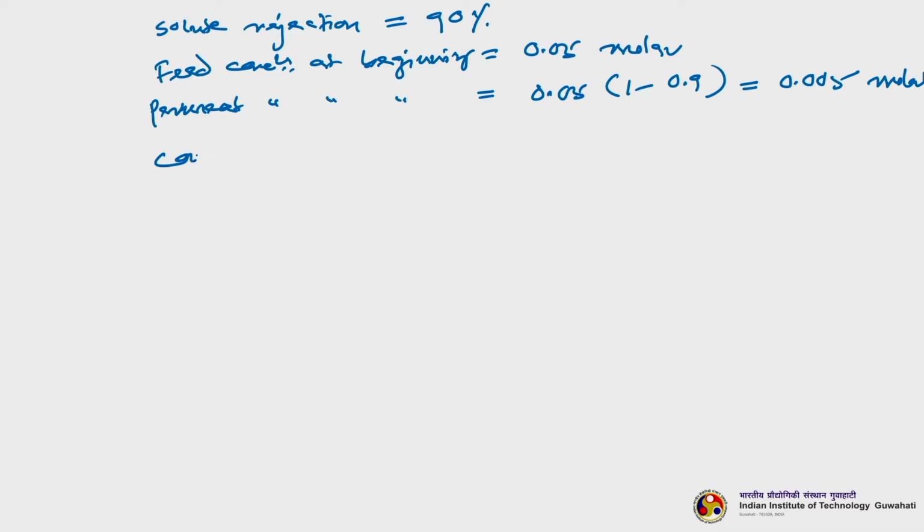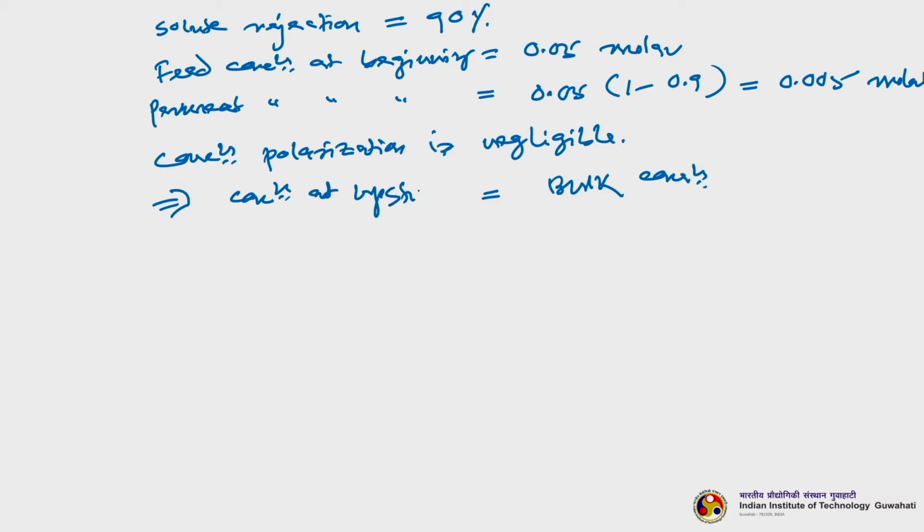So, it is considered that the concentration polarization is negligible. It is given in the statement that concentration polarization is negligible. That means the concentration at the upstream face of the membrane is equal to the bulk concentration. What is the meaning of this? Concentration at upstream equals bulk concentration, which is 0.05 molar. Now, further, feed side pressure is given as 4 atmosphere.